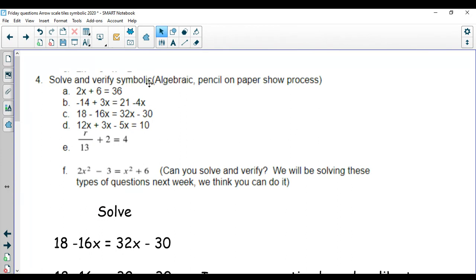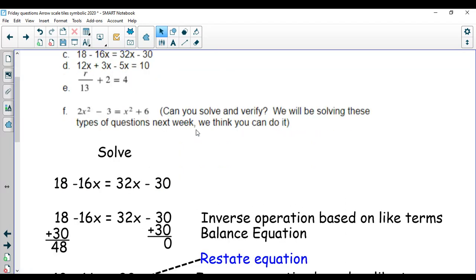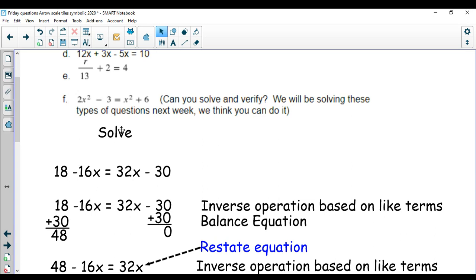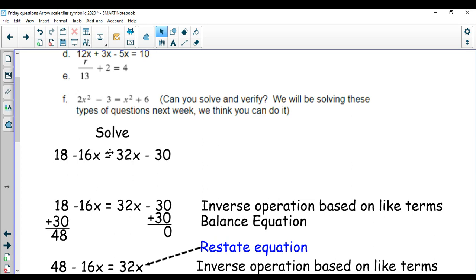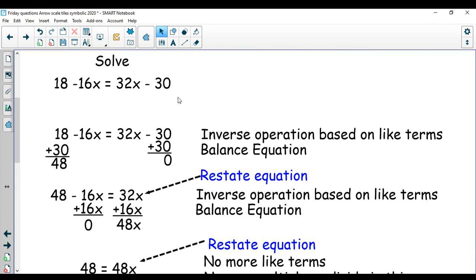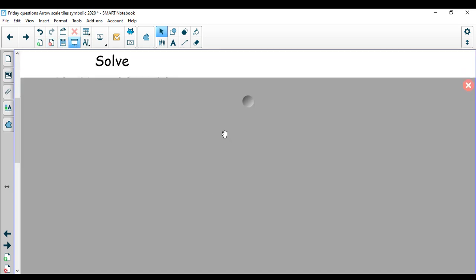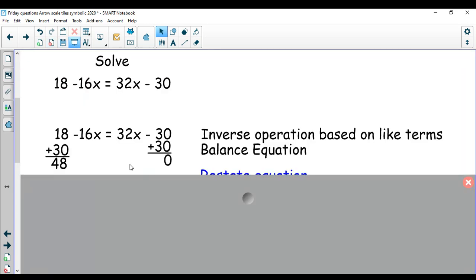Solve and verify symbolic. So we got these 2, 4, 6 questions. I took C and did C. Now here's our original question. We have to solve and verify. I have 18 minus 16x equals 32x minus 30. My first step in this question, once again, I'll put up the grays so we can go through it step by step.